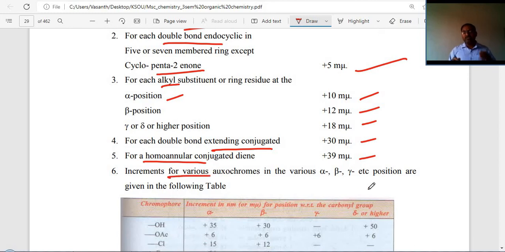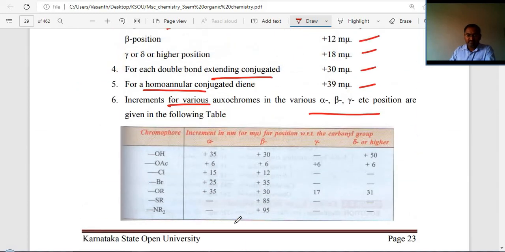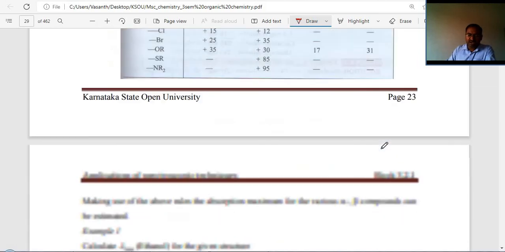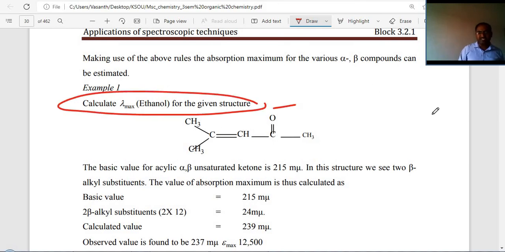Increments for various other groups in the alpha, beta, gamma, etc. positions are mentioned in the tables. These are all the tables: this is the chromophore, this is the increment in nanometer, for the alpha position, beta position, gamma position and delta or higher position. Making use of these tables, we are going to find the lambda maximum for different structures here.